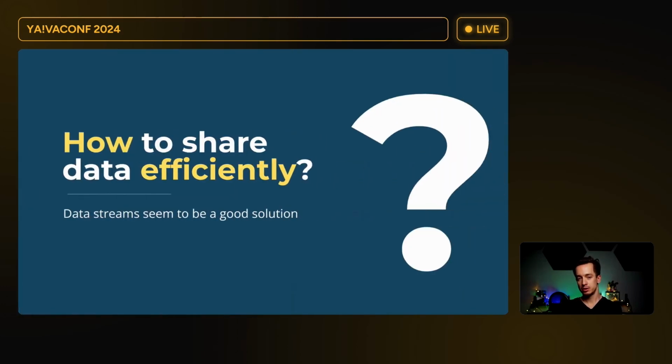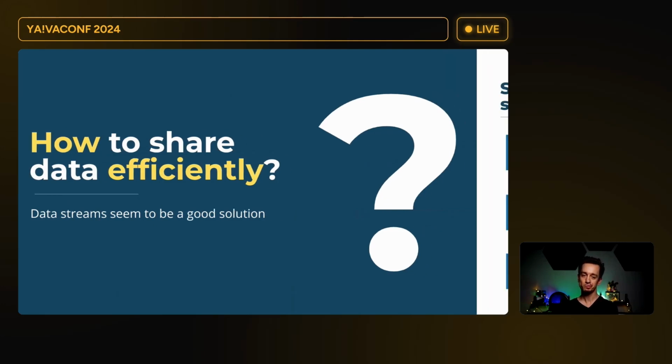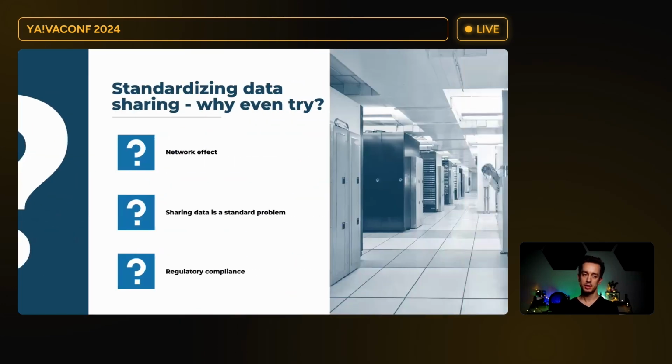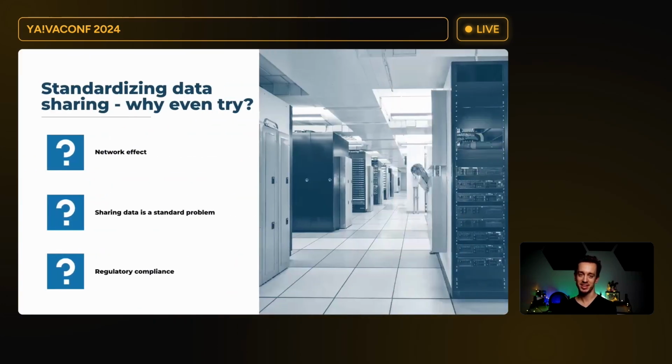And the main question that I would like to explore today is how to share data efficiently in an enterprise. And data streams seems to be a good and adopted solution for this purpose, because this is just very scalable and fitting for many problems that are present.